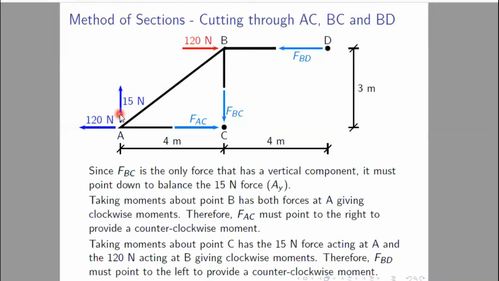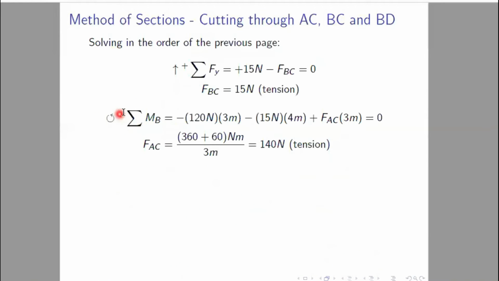Even so, we are keeping it in the tabulation sheet. So applying sum of Fy equals 0, we get plus 15 minus FBC equals 0. So FBC comes out to be 15 kilonewton, tension. Now take moment about B equals 0.